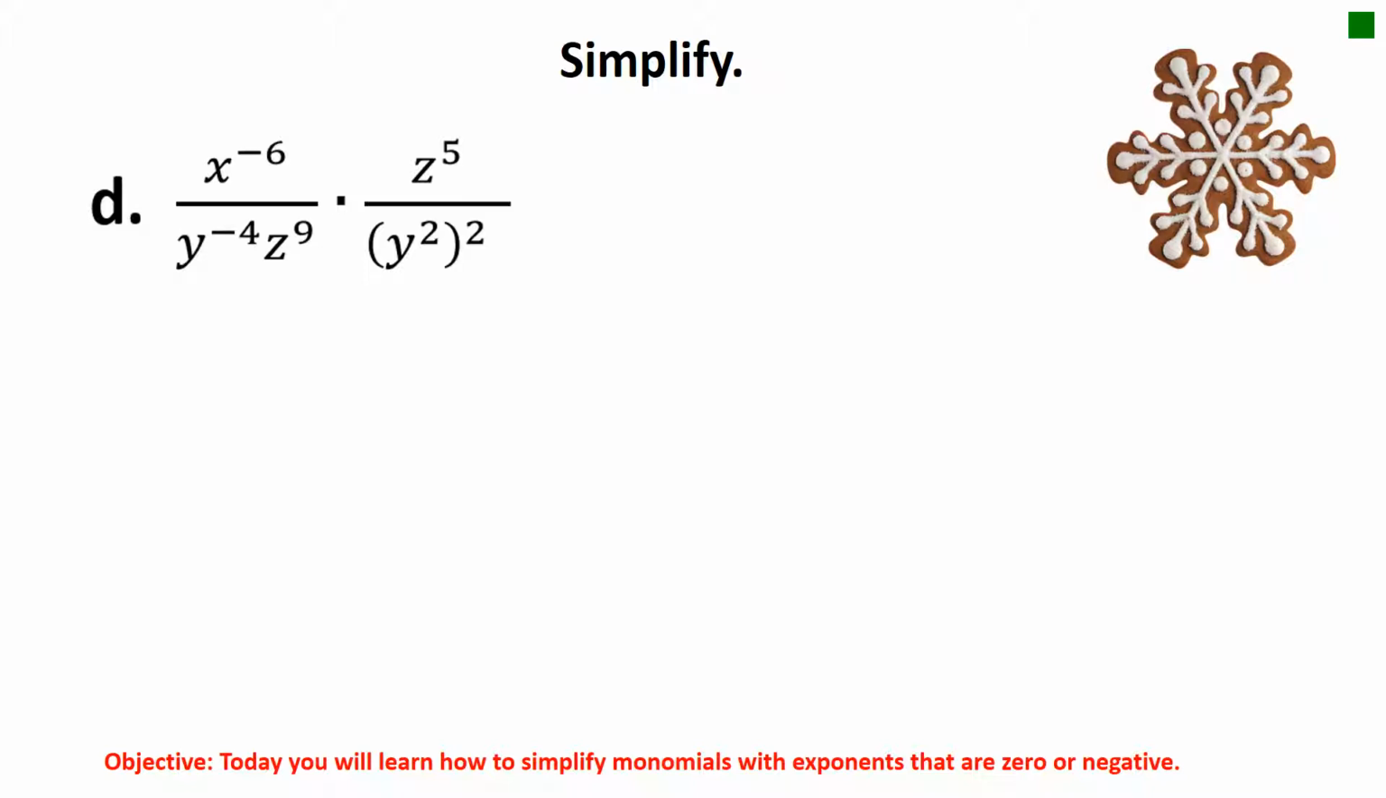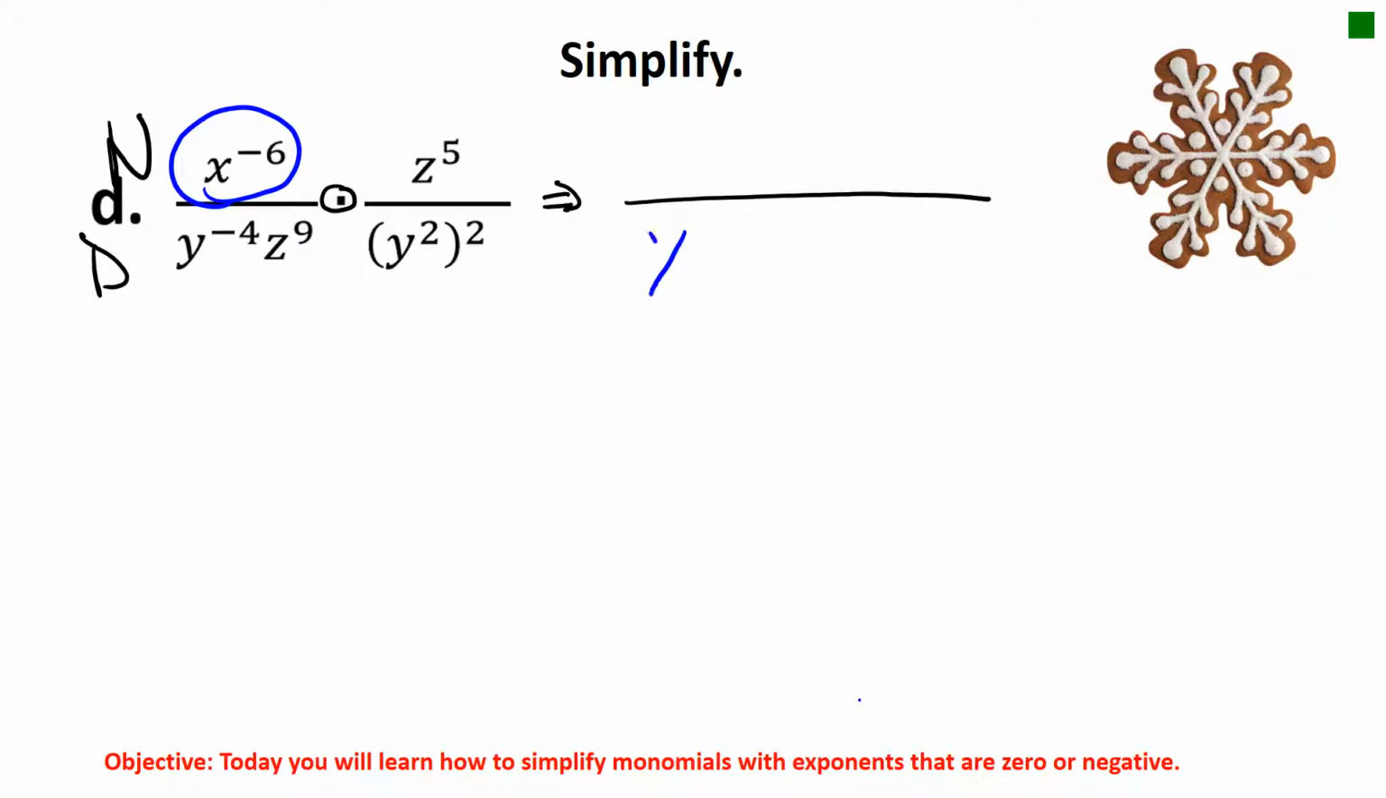Okay, slide 12. Oh my gosh, so much going on here. So I'm going to first play the stay or move game. Now, this little time sign right here, that's just to mess with your mind. You still have everything in the numerator and everything in the denominator. So the first thing I'm going to look at is this x to the negative 6. Does it stay? No. Negative exponent moves to the opposite side and becomes positive.